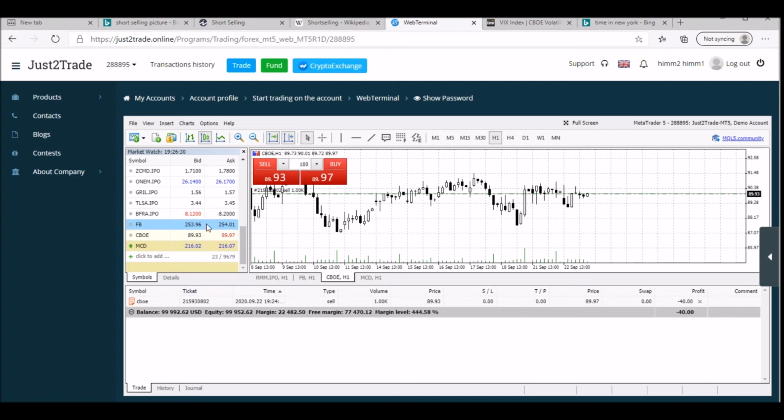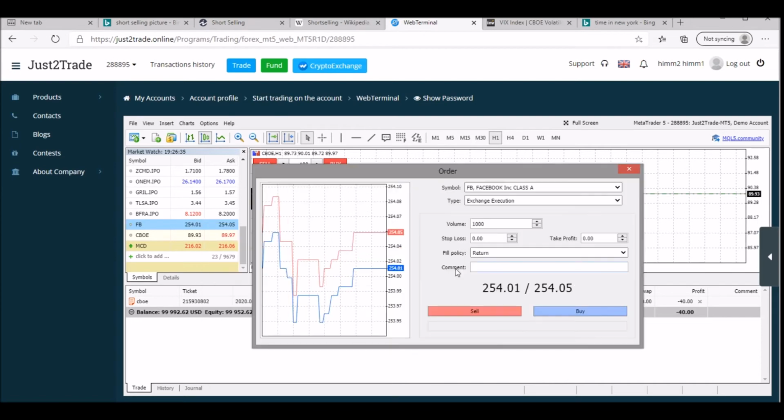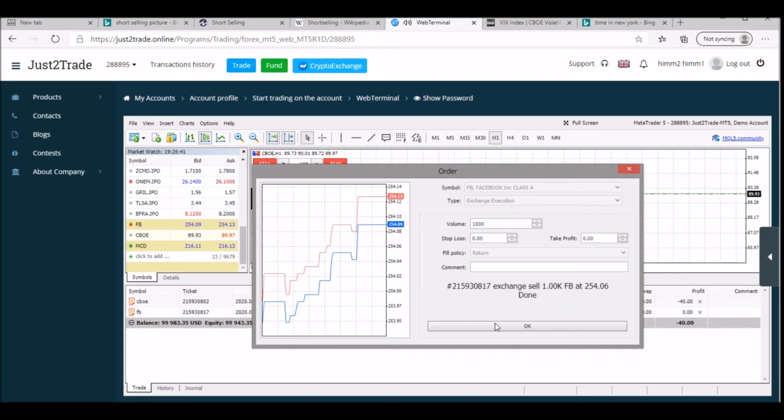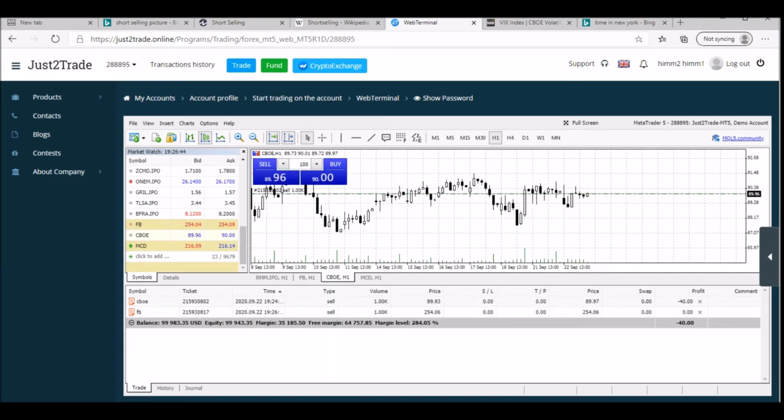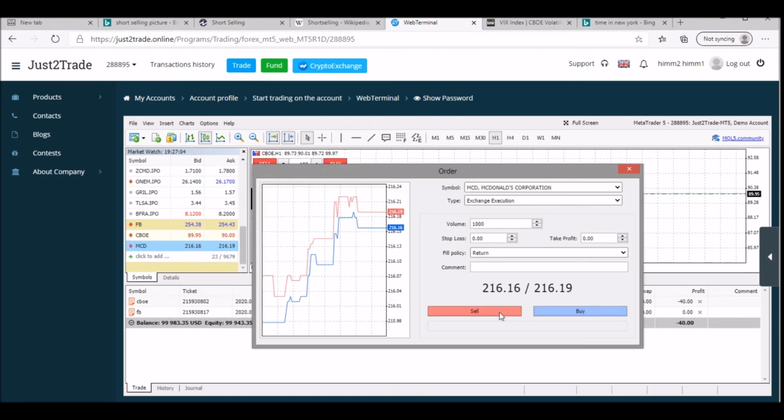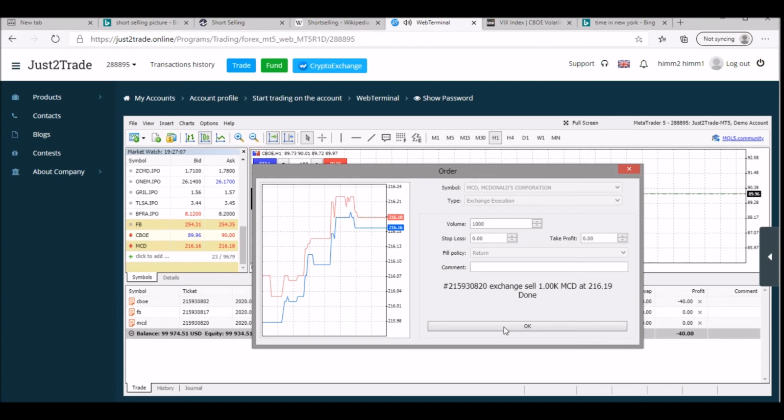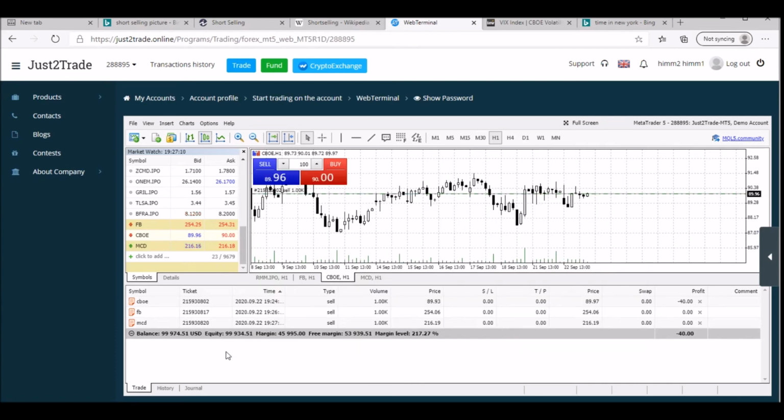We can even add, let's also short sell Facebook. Okay, it says done. Let's check if we'll make some good profit here. Okay, we can also short sell McDonald's. So let's say 1,000. Let's see if we're going to make some profit here.